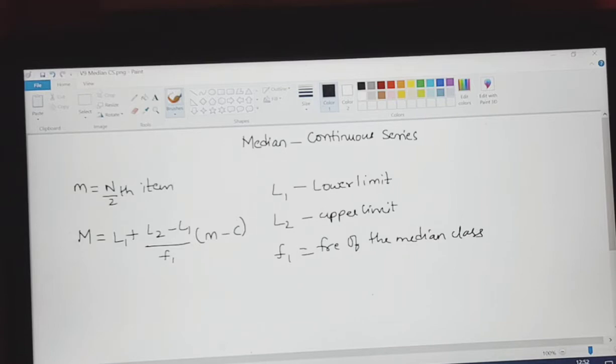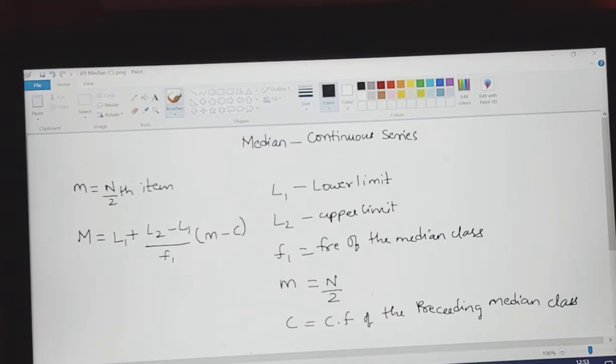Here the small m is the value of N by 2 that we find out, and the C value is the cumulative frequency of the class preceding the median class. Wherever you locate the median class, the cumulative frequency value above it is known as the C value inside this particular formula.